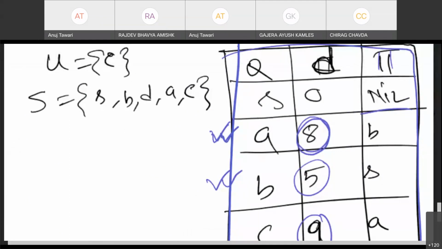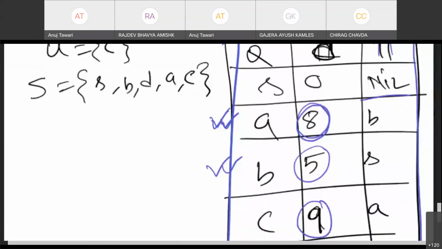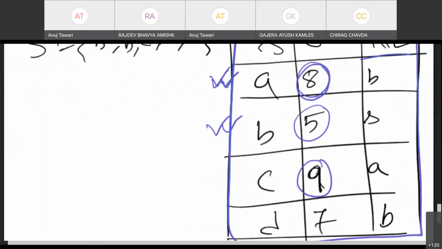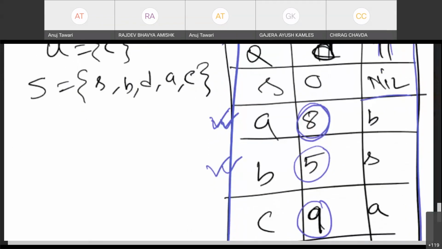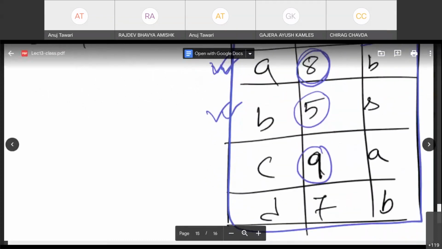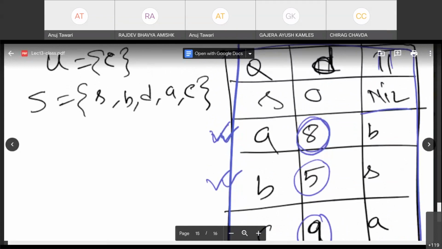So I hope this algorithm is fairly clear. And using this table, not only do you get the shortest path length, but you also get the exact shortest path. Any questions so far?